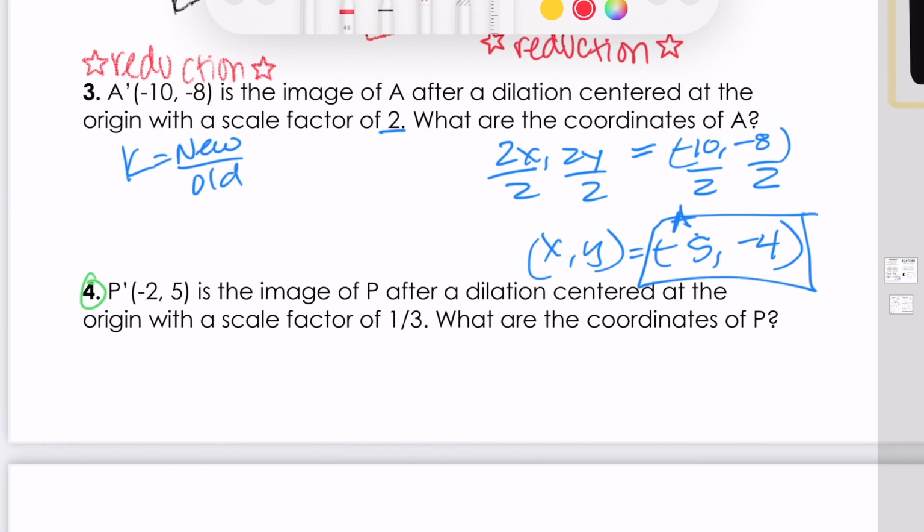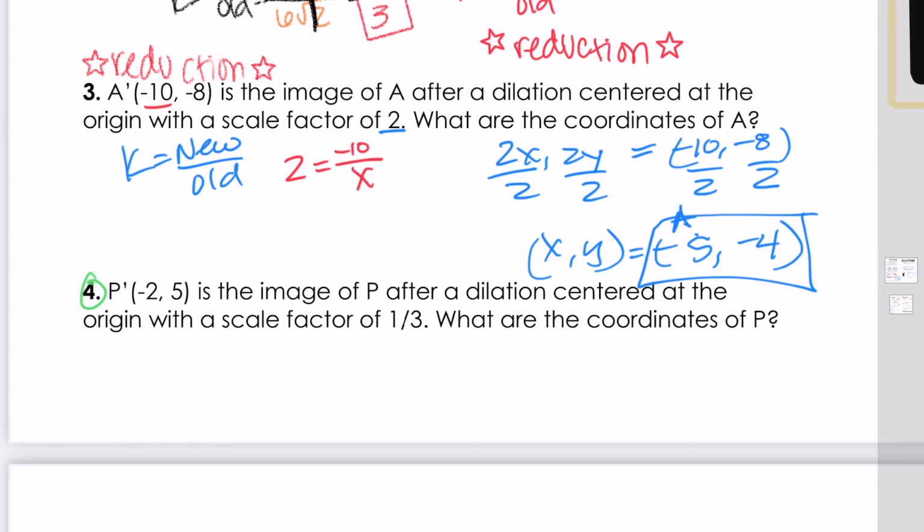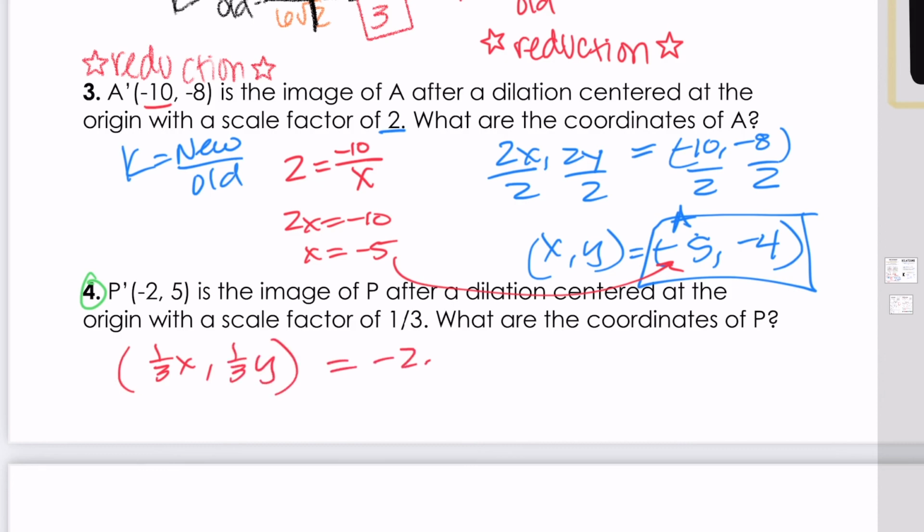The other way to do it is k equals new over old, so you just pick one coordinate, and you know your scale factor is 2, so you put your new point over your old point and solve for x. Solving for x, you get 2x is equal to -10, and then x is equal to -5. Same thing that we got here. You're going to get something similar for number 4. You are working with fractions here. And by the way, the algebraic representation one is so much easier. But remember, when you're dividing something by 3, that's the same as multiplying it by 1/3. So keep that in mind when you do your inverse operations, all right?